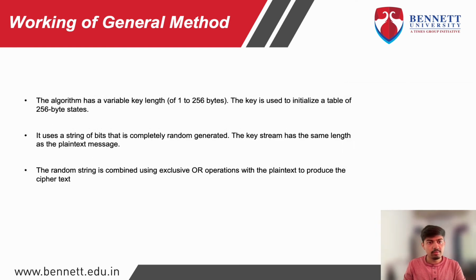The algorithm has a variable key length, 1 to 256 bytes. The key is used to initialize a table of 256 byte states. It uses a string of bits that is completely randomly generated. The key stream has the same length as the plain text message. The random string is combined using exclusive OR operations with the plain text to produce the ciphertext.